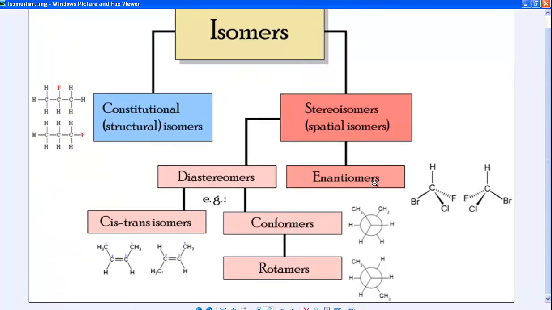So this class of isomers also includes enantiomers. Now, enantiomers are non-superimposable mirror images of each other. Diastereomers are examples of different isomers where they are not mirror images of each other.